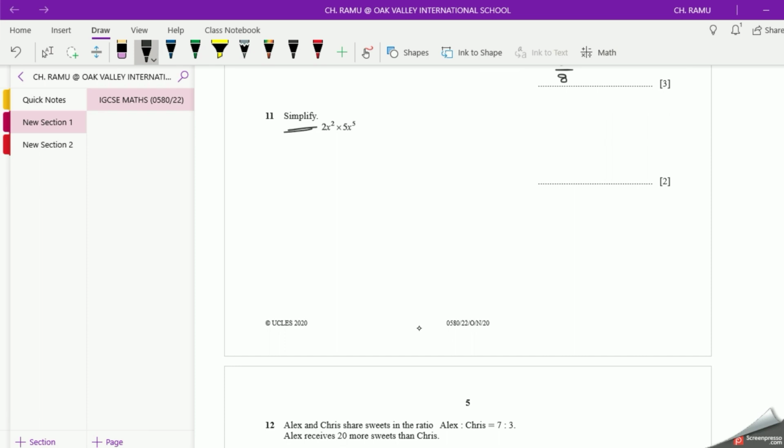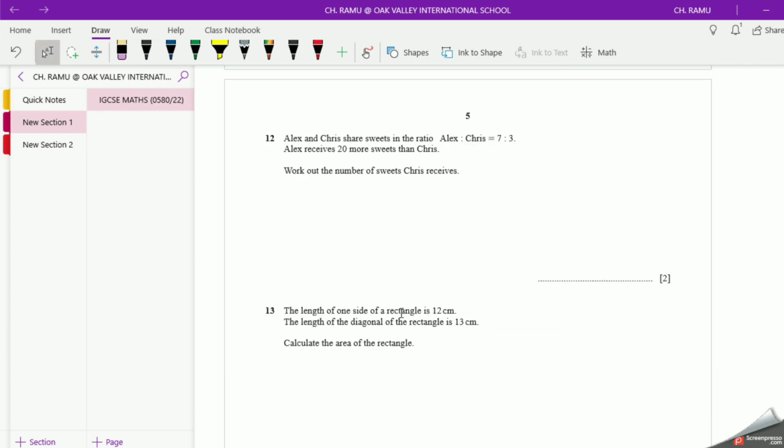Simplify. When we are doing a simplification, we should give preference first to multiplication of constants, that is 2 into 5. Then we can go for variables, x square into x power 5. 2 5s are 10. x square and x power 5, both bases are equal, so the powers should be added, that is 2 plus 5 is equal to 7. So the answer is 10 into x power 7.